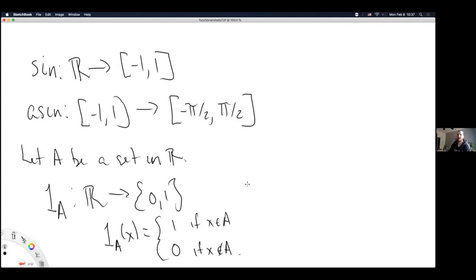We got a question in the chat about how to do this in LaTeX. This one's not too bad. You could just use 1. I'll give you some options if you want to do fancy ones later on. So 1 underscore A left parenthesis, right parenthesis. Left parenthesis, x, right parenthesis.